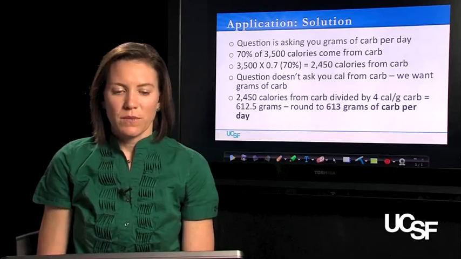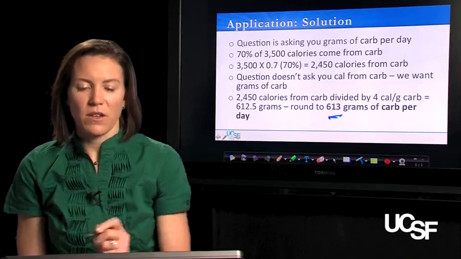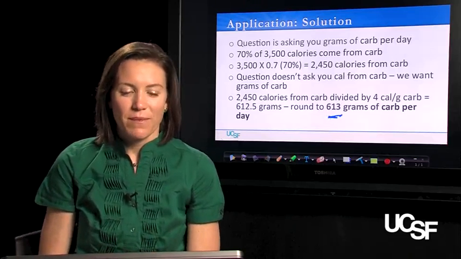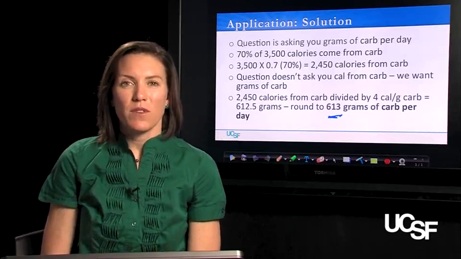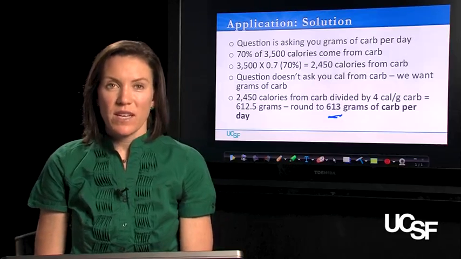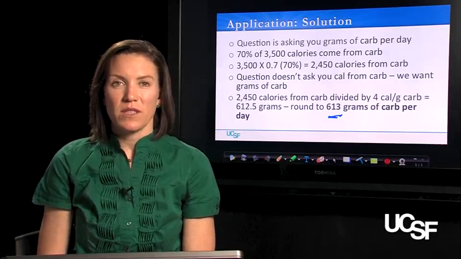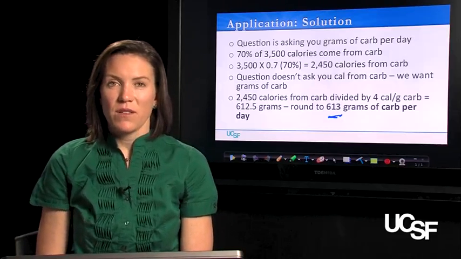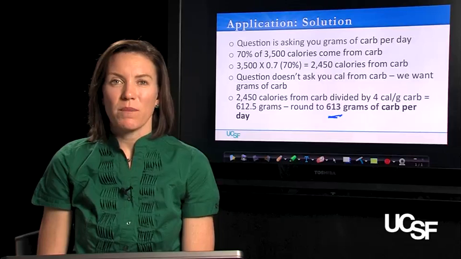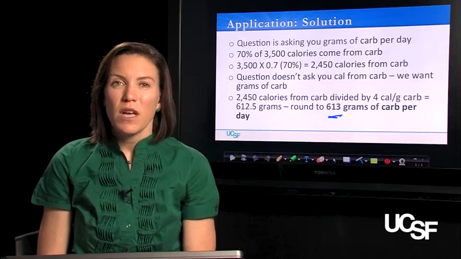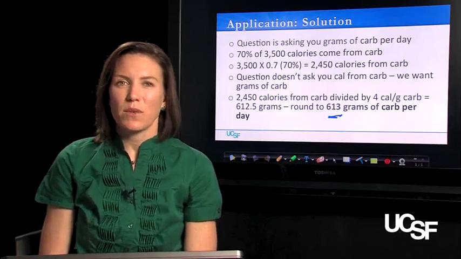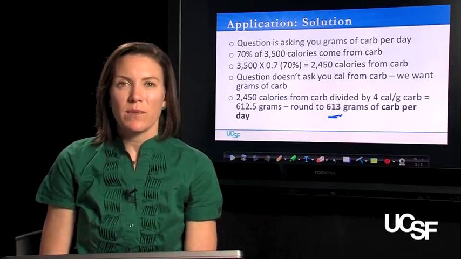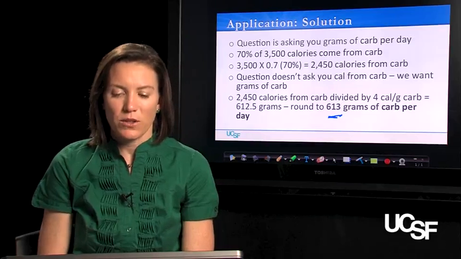Here's the solution. Hopefully you got the answer, which is 613 grams of carb. And if you didn't, or if you did, here's how you get there. The question is asking you how many grams of carb a day he needs. 70% of the calories should come from carb as he approaches his performance. 70% of 3,500 is 2,450 calories from carb. Now that's a good piece of information, but the question didn't ask how many calories from carb, it asked how many grams of carb. And the information that we see on food labels is listed in grams of carbohydrate.